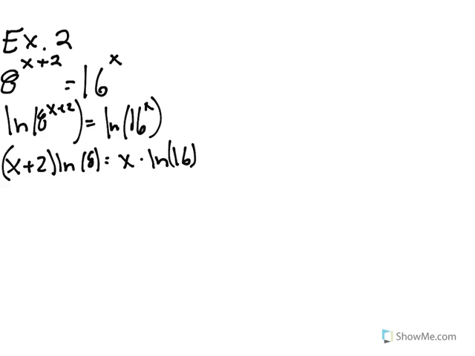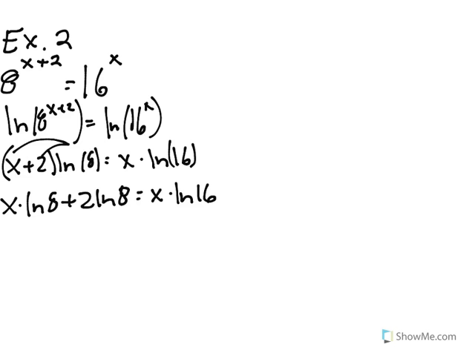Now remember, natural log of 8 is just another number, so we can distribute this back in, FOIL it back in. So we're going to have x times the natural log of 8 plus 2 natural log of 8 is equal to x times the natural log of 16. Now to get all of our constants on one side and all of our variables on one side, I'm going to subtract x natural log of 16 from both sides. I'm going to subtract 2 natural log of 8 from both sides.